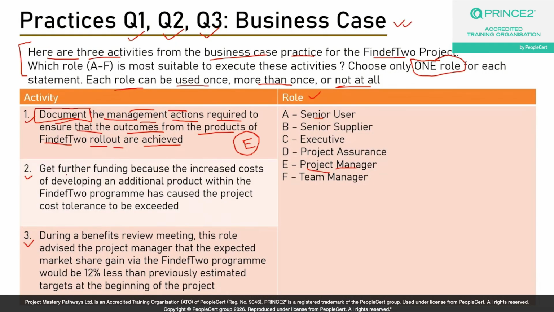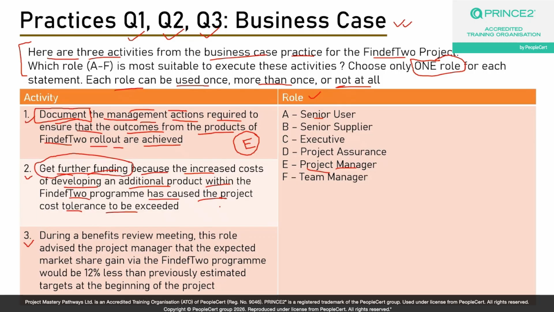Now let's go to question number 2. Get further funding because the increased costs of developing an additional product within the FindF2 program has caused the project cost tolerance to be exceeded. This is what is happening: there is an additional product which has been recommended within the FindF2 program, and this has caused the project cost tolerance to be exceeded. That is the problem statement. Now you need to identify which role is responsible to get further funding to enable this.